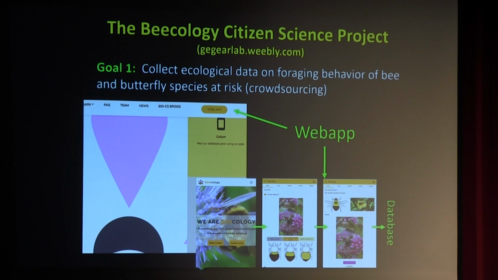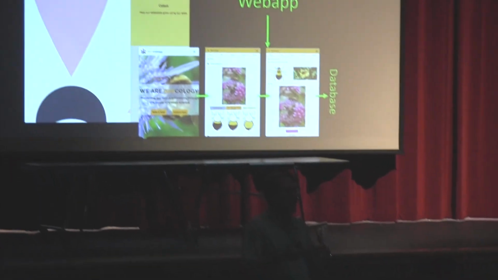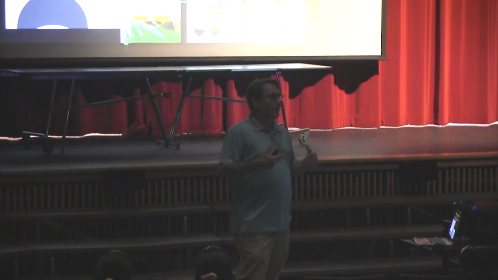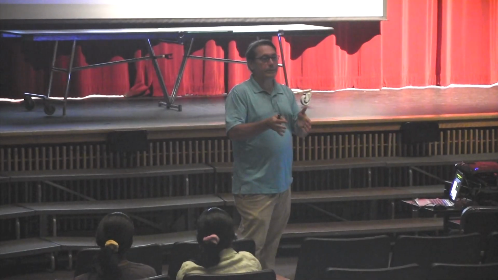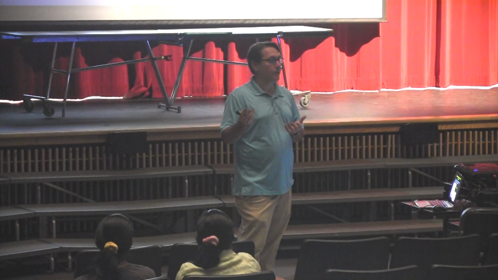I get you, citizen scientists, to go out and take short videos of bees interacting with flowers and send them to me. We started with bumblebees, and we're now on to butterflies. The importance of the video is that it tells me the behavior. Are they collecting nectar or pollen? If you get enough data, you can determine what these species like to feed on. What types of plants do they like for nectar? What types do they like for pollen?